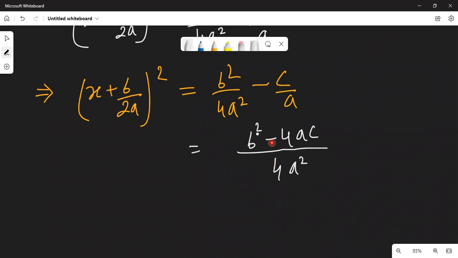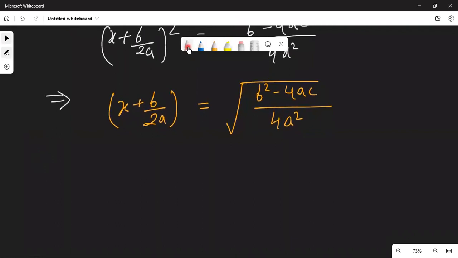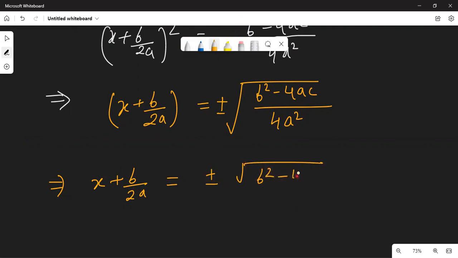If (x plus b by 2a) whole square is this, can we find x plus b by 2a? We can take the square root on both sides. And we have this term here, b squared minus 4ac, on the right side divided by 4a squared. As we can see, we can easily take a square root of the denominator and the numerator will remain as it is. So we have plus minus also. Whenever we take a square root, we will use plus minus. And then this means x plus b by 2a is equal to, let's write plus minus as it is. Let us write the numerator separately, which is the square root of b squared minus 4ac. Since we can find the square root of the denominator, this we write as 2a.